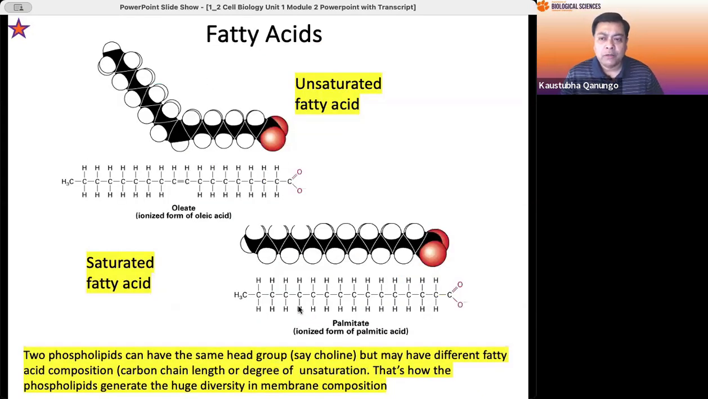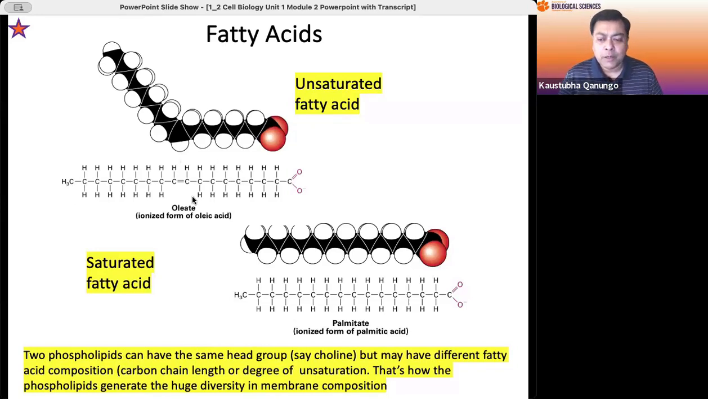So after that, we are looking at the unsaturated fatty acid with a kinked double bond and the saturated fatty acid. As I mentioned, two phospholipids can have the same head group but different fatty acid composition, in carbon chain length or degree of unsaturation. That's how phospholipids generate a huge diversity in membrane composition.